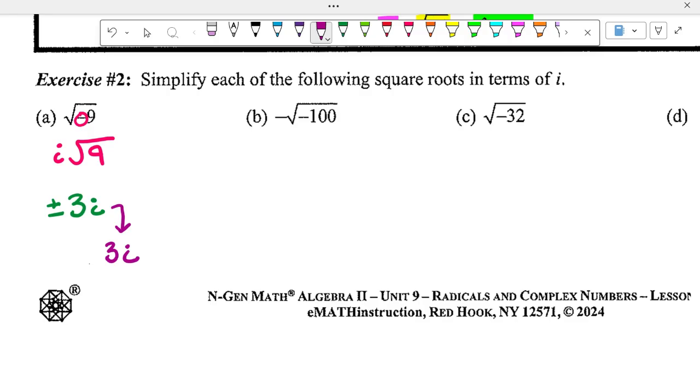So the way I remember this is if the radical's being negative, that means you want to take its i out.